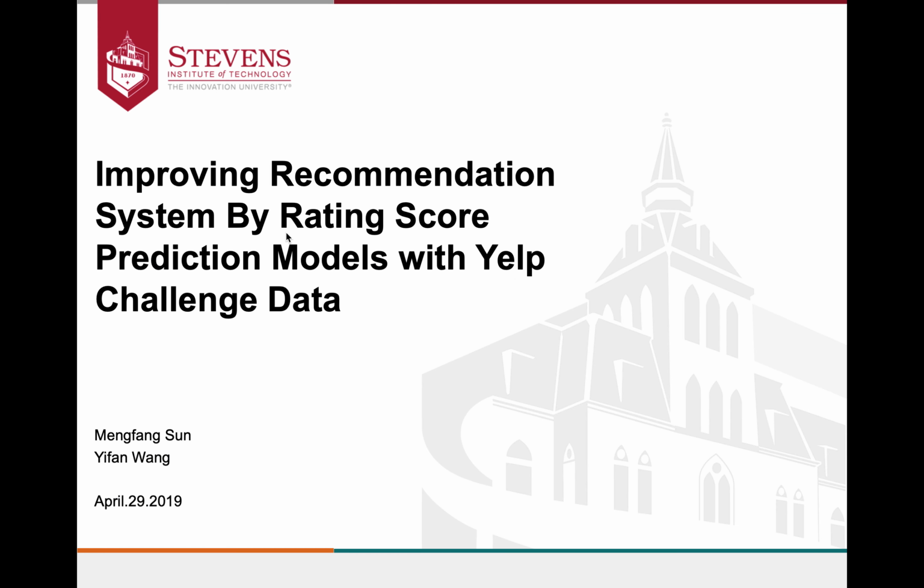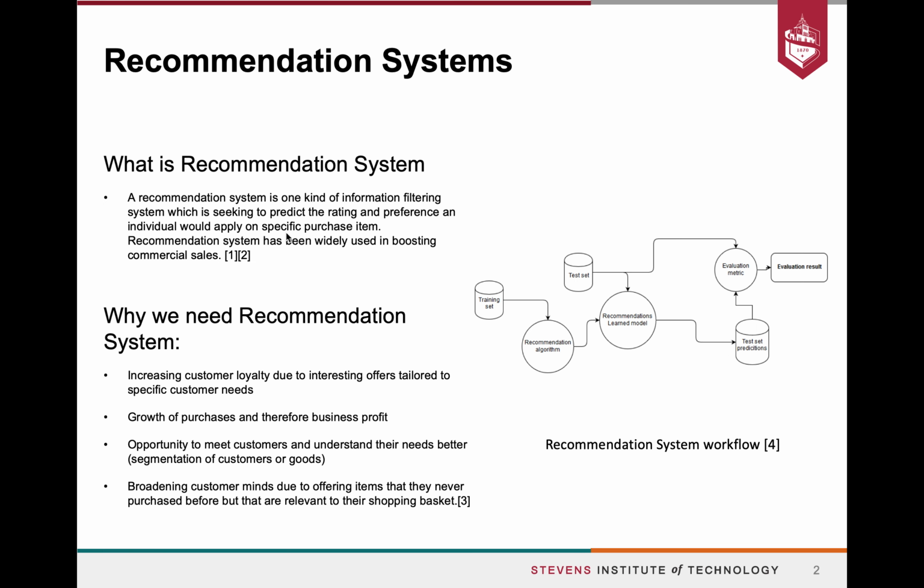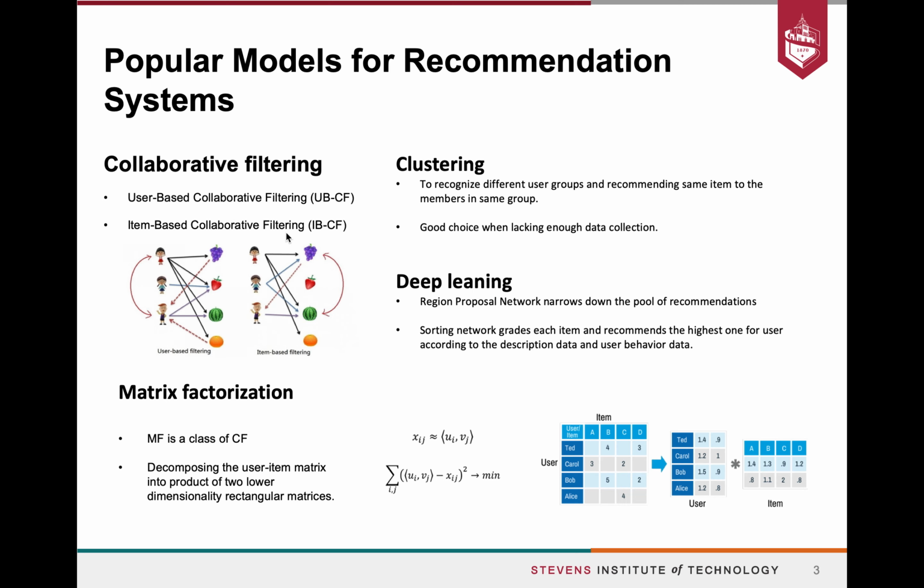Our topic is improving recommendation systems by rating score prediction models with Yelp challenge data. A recommendation system is one kind of information filtering system which is used in boosting commercial sales. Here we list the four popular models in recommendation systems. Of them, we pick the matrix factorization model and deep learning model for our project.